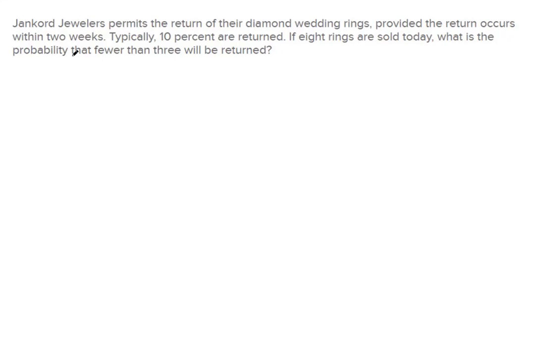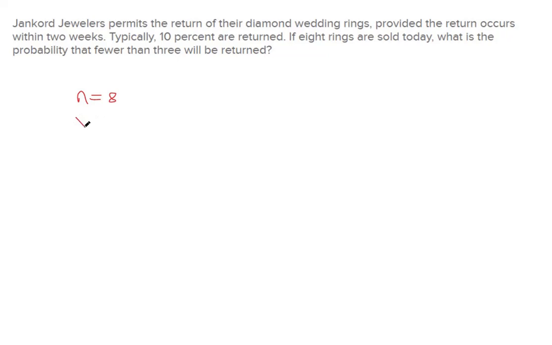So if you're asked to calculate a probability where there's either a success or a failure, where there's two outcomes, like returned or not returned, it's the binomial distribution. Bi meaning two, either returned or not returned. So for the binomial distribution, what you always want to identify is n, which is the number of times you're running this trial. We have 8 rings being sold, so there's 8 chances of having a ring returned.